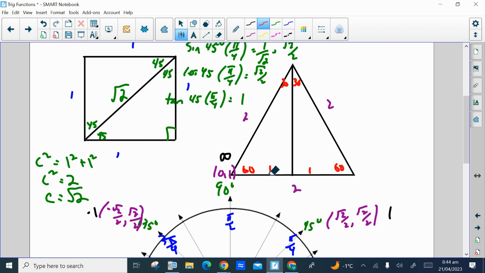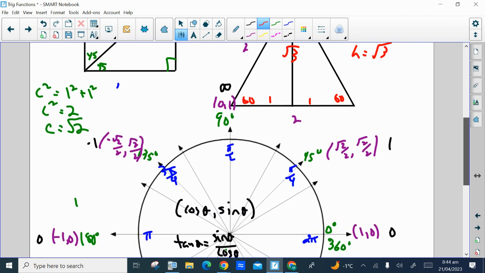We've got the base of the triangle to be 1. We've got the hypotenuse to be 2. We can find the height of the triangle using the Pythagorean theorem. It'll be 2 squared minus 1 squared. 4 minus 1 is 3. And then the height would be the root of 3. And now we can get the sine, cos, and tan of both 30 and 60 degrees.